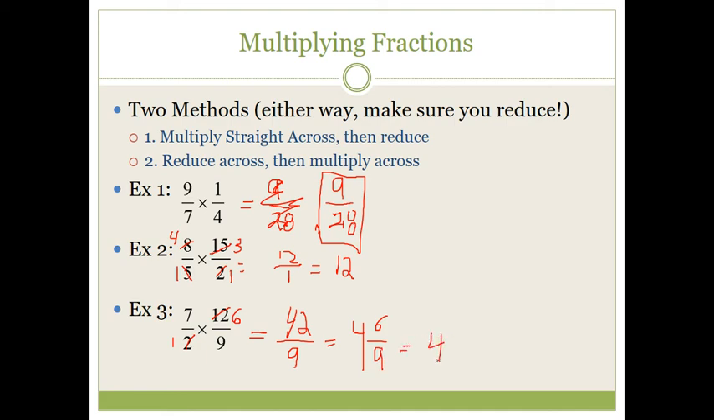And now I notice that 6/9 is not reduced all the way. I can reduce that further. So I can divide both 6 and 9 by 3. So 6 divided by 3 is 2, and 9 divided by 3 is 3. So your final answer is 4 2/3.